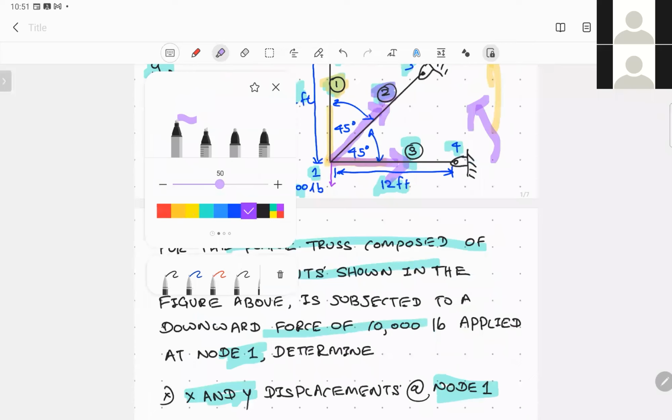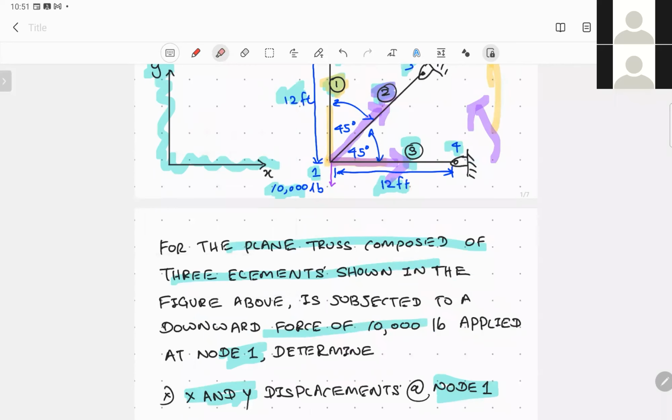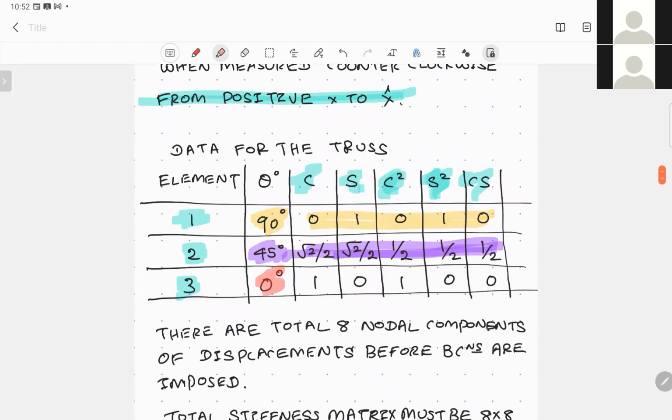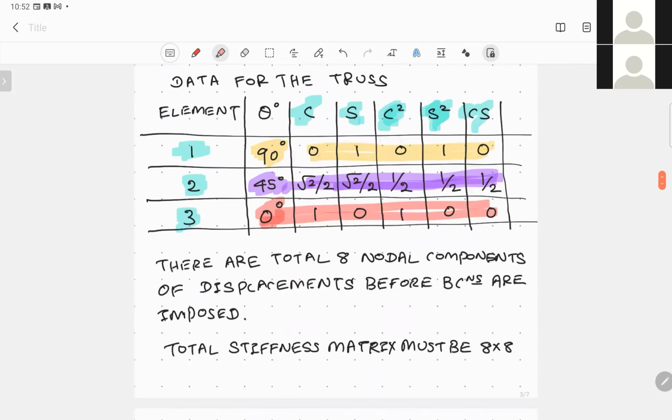Element number 3 is the one where the local coordinate system, the x and the x hat, now coincide with each other. So basically, the rotation is 0 degrees. So correspondingly, you can find the remaining terms.